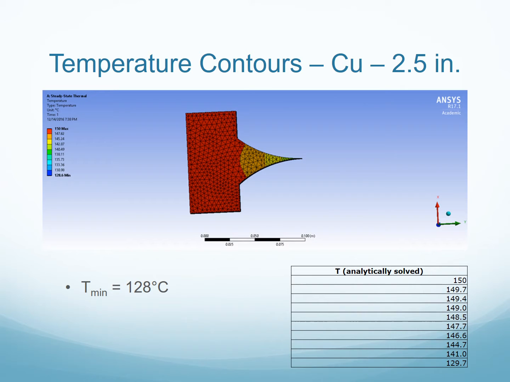The 2.5-inch copper fin had a minimum temperature of 128 degrees. On paper it was calculated to have a minimum temperature of 129 degrees. The copper fins had higher minimum temperatures compared to the aluminium fins. The paper calculations were also more accurate.